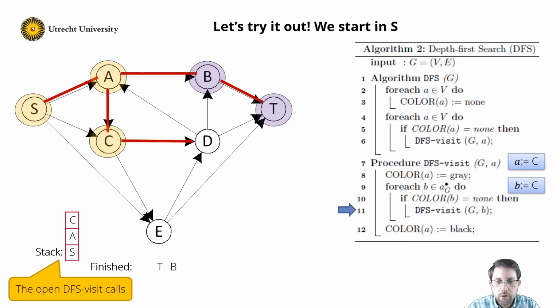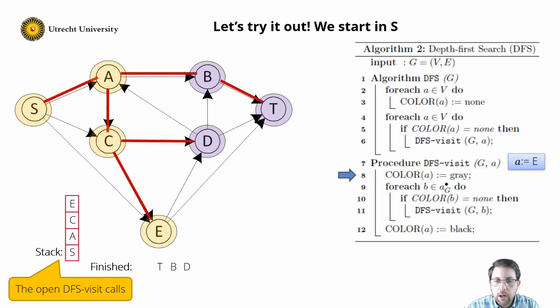So I put D on the stack, and I'm going to visit D. I need to color it, and as D doesn't have any children that are not colored, I can directly move to coloring it black. So it is done. I remove it from the stack, and I move to the node C. That's the last one on the stack. It still has one child, namely E. So I'm going to visit E. Put it on the stack.